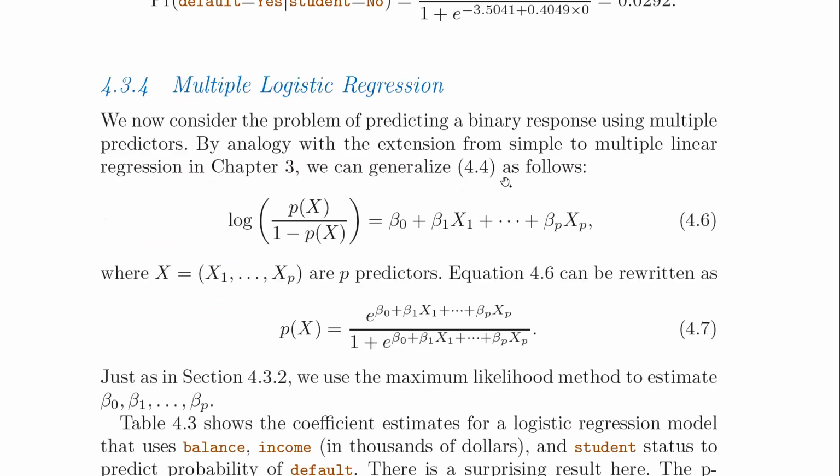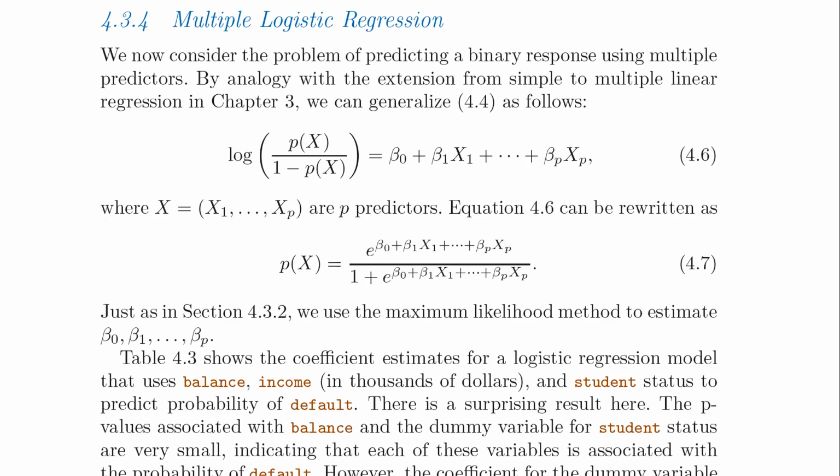Multiple logistic regression. Notice the parallels with the way we set up linear regression in the previous chapter. We now consider the problem of predicting a binary response using multiple predictors. By analogy with the extension from simple to multiple linear regression in chapter 3, we can generalize 4.4 as follows. Yep, where X, let's make this clear, this is a vector now. It's a vector with 2 or more components, multiple, not simple, not singular.